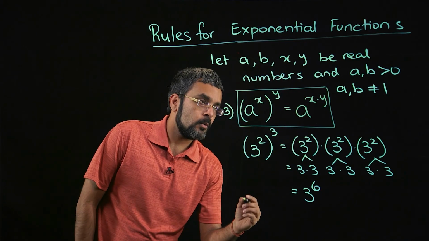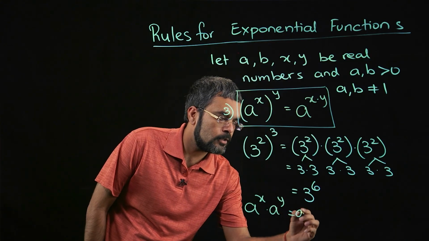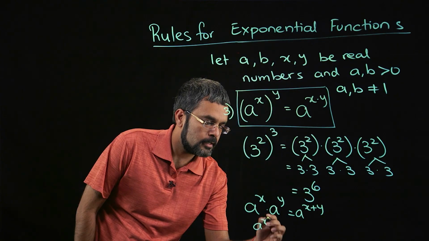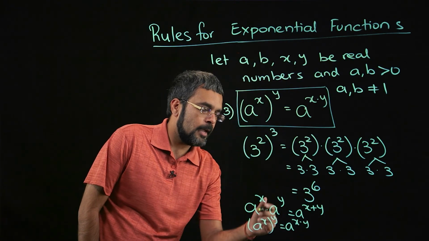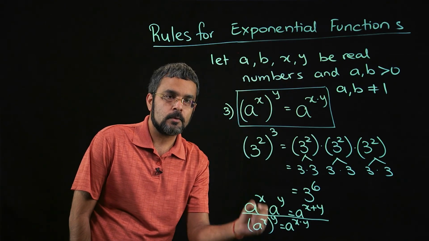Don't confuse this rule with a to the x times a to the y. This is a to the x plus y, right? And then a to the x to the y is a to the x times y. So make sure that you have a proper understanding of the differences between these two rules.